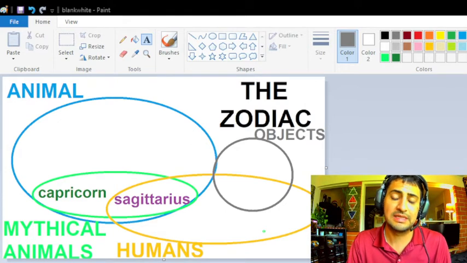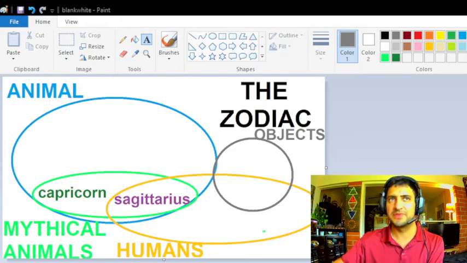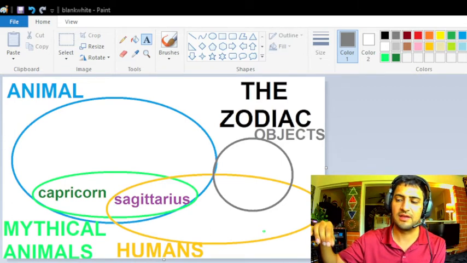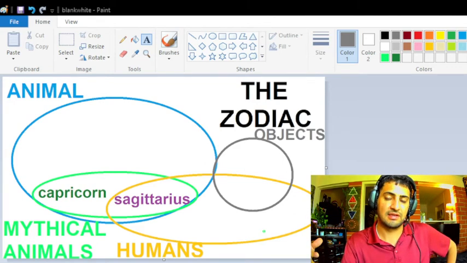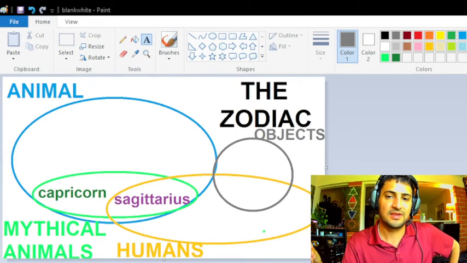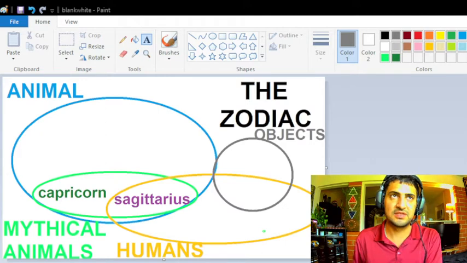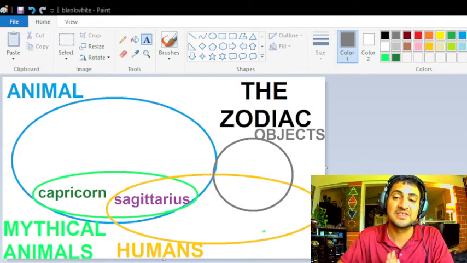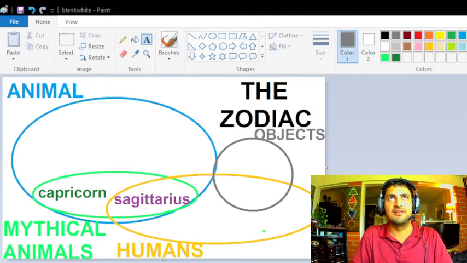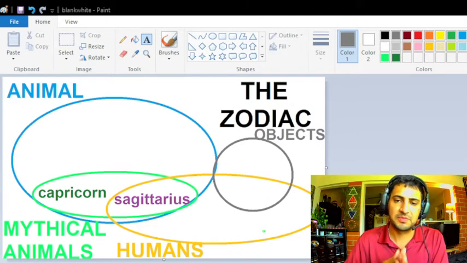If you said Libra, I would say that's correct. Sometimes Libra will be represented by someone like a person holding the scales, but Libra is always the scales. It's not the scale holder. It's the scales itself. And I think that's an important distinction.